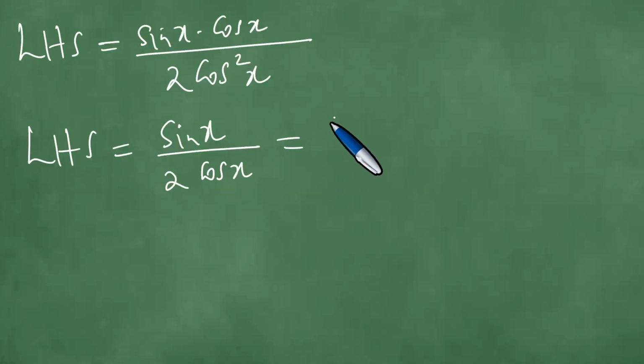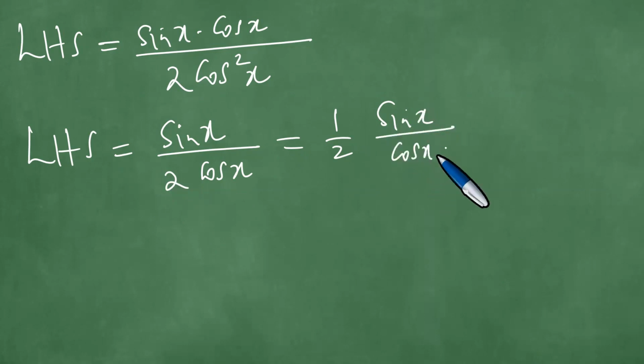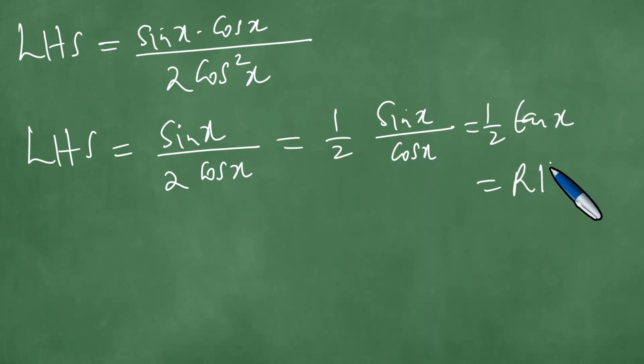So sine over cosine is what? There's 1/2 from the 2 in the denominator, and you have sine x over cosine x, and this is the tangent of x, which is the right-hand side. So this is what we get.